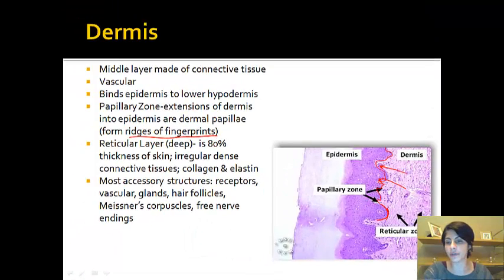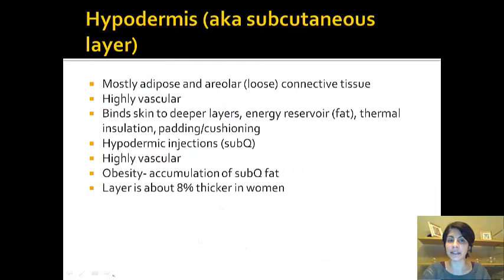The deeper layer of the dermis, the one that doesn't stick into the epidermis, right in here, is called the reticular zone, and that's made of irregular, dense connective tissue and lots of collagen and elastin. Most accessory structures like receptors, sweat glands, hair follicles, all that good stuff is hanging out in the reticular zone of the dermis. Lastly, we end the video with the hypodermis, also known as the subcutaneous layer.